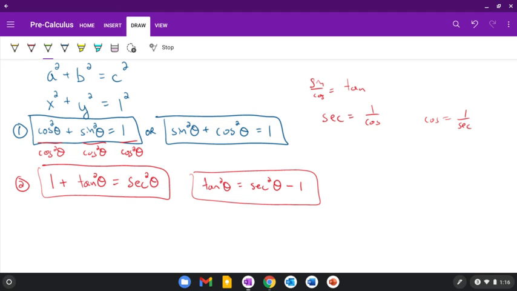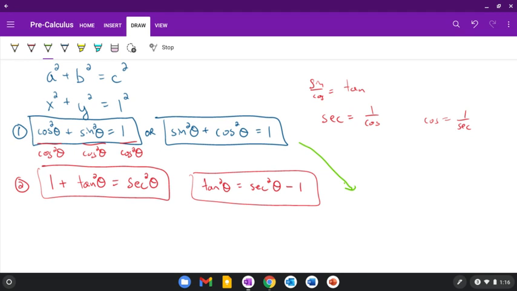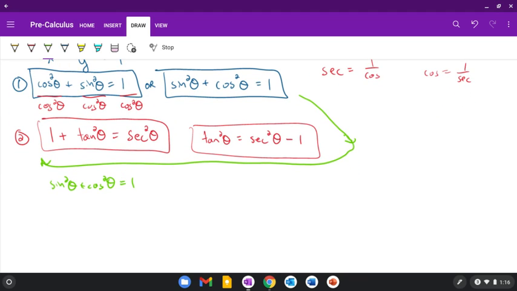In my third important equation, we're going to do the same idea. I'm going to take this original sine squared plus cosine squared theta equals 1. And this time I'm going to divide everything by sine squared instead of dividing by cosine squared. So divide by sine squared, divide by sine squared, divide by sine squared.